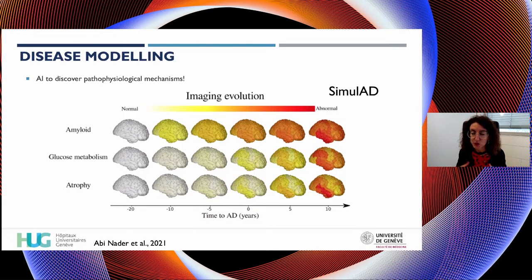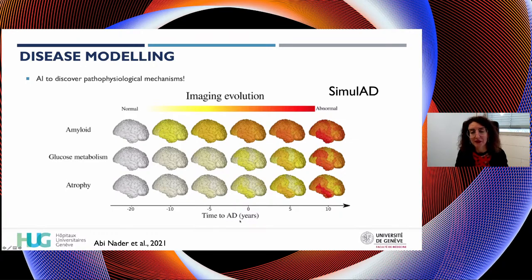is to use the data that have been collected, for example, in ADNI, and combine the different observations of amyloid, FDG, and MRI collected across thousands of individuals in a simulated Alzheimer's disease progression, which they called SimulAD, in order to, on the combination of the three elements, the presence of atrophy, of FDG hypometabolism, and amyloid accumulation, have a measure of the time to AD.